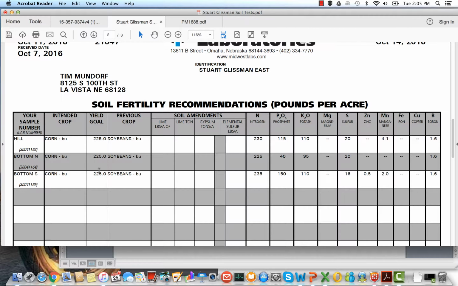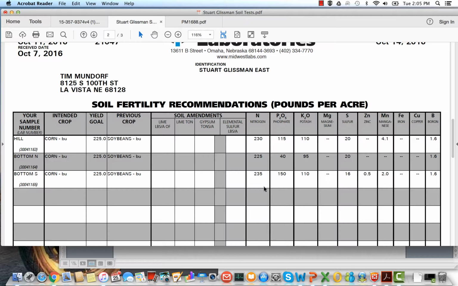So 225 bushel corn, which this farm, I want to say, averaged about 230 bushels last year. Some fields we had run as high as 260, but we don't normally shoot for 260 as a yield goal, but 225 is a reasonable yield goal for this field on this farm. We had soybeans last year, so we're corn on soybeans.